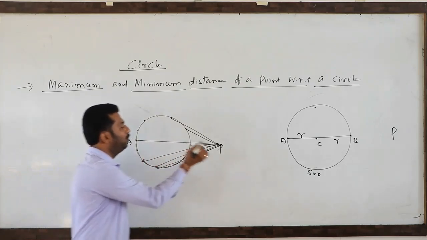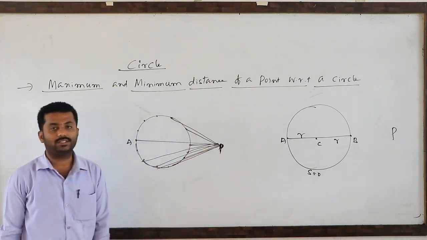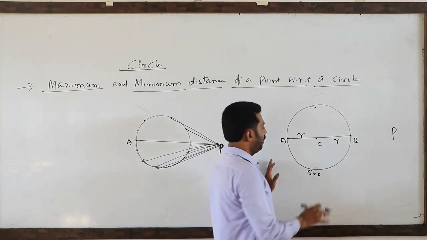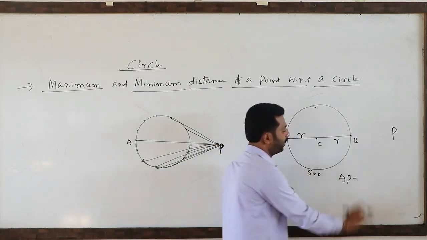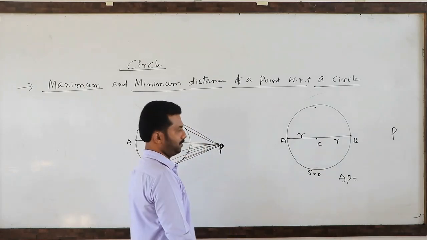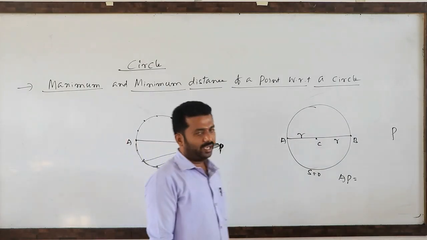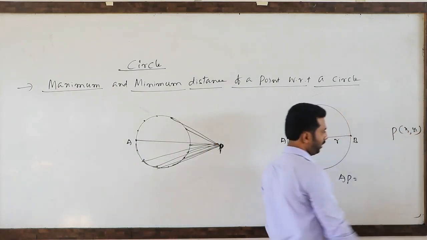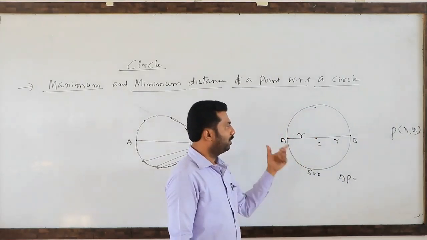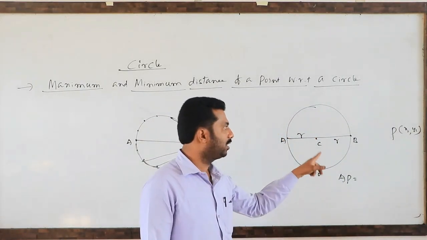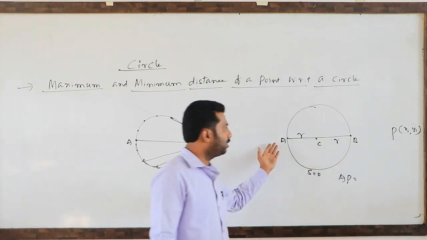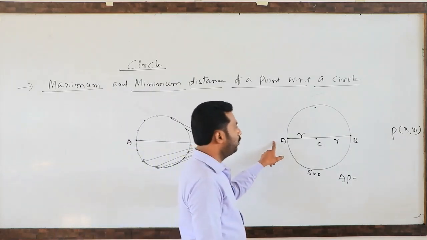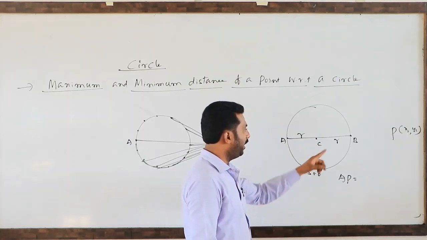This is A to P only. A to P length is the greatest. How to calculate that greatest? We don't know this point A also. P they given, no doubt about it. Suppose P, x1 comma y1 they given. To calculate distance we need two given points. But P of x1 comma y1 only given, but we don't know what is the point on the circle. So without a point on the circle, how can we calculate the greatest distance, nothing but A to P?